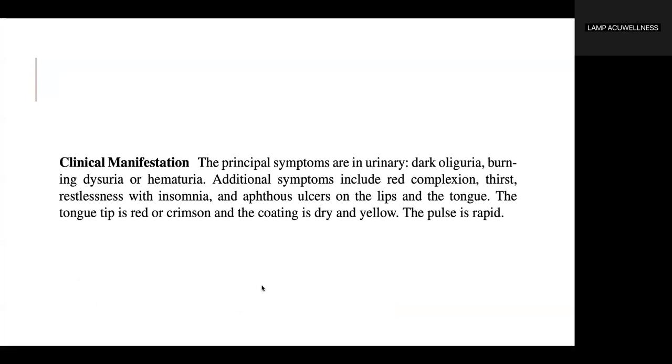The principal symptoms are in the urinary: dark oliguria, burning, dysuria, or hematuria. Additional symptoms include red complexion, thirst, restlessness with insomnia, and aphthous ulcers on the lips and the tongue. The tongue tip is red or crimson, and the coating is dry and yellow. The pulse is rapid.